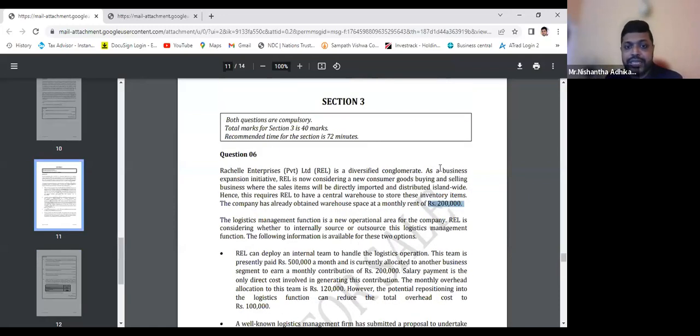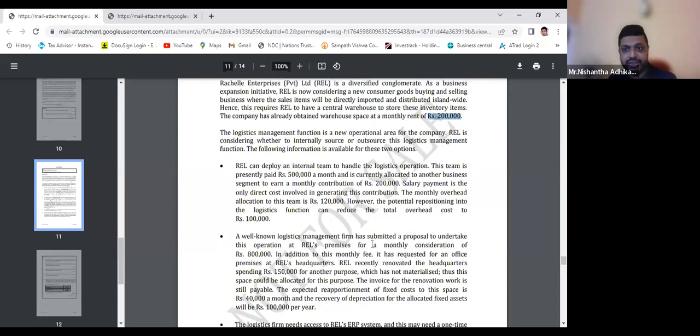Okay, first one. While reading the first para, now they are going to start a new business operation, but they have already taken a warehouse, paying 200,000 monthly rent. You have to pay 200,000 a month. You have already obtained it. Now you are going to evaluate whether this function should be conducted by yourself or outsourced. When you are going to make such a decision, the rent you have already committed is not relevant, because it is already committed. Remember, it is a sunk cost and not an incremental cost. You have already obtained the warehouse space. Now you are going to decide whether the logistic function should be outsourced or managed internally. Then when you make such a decision, this 200,000 is irrelevant.